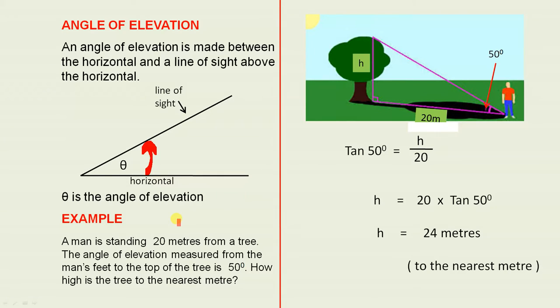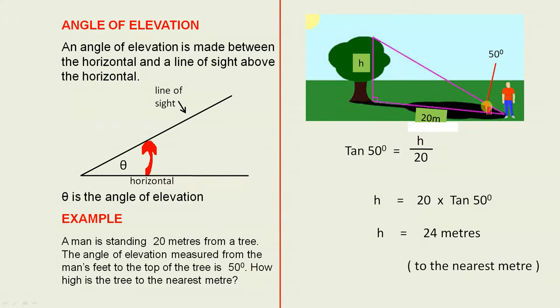Now here's an example. A man is standing 20 meters from a tree. The angle of elevation measured from the man's feet to the top of the tree is 50 degrees. How high is the tree to the nearest meter? So there's the diagram which represents the information. We need to find the height of the tree. The man is standing 20 meters from the tree, and here is the angle of elevation from his feet.